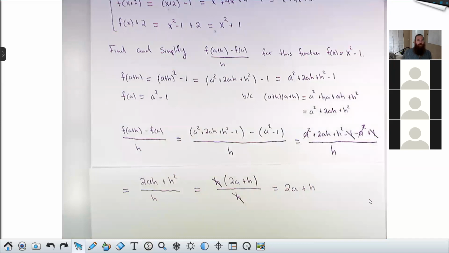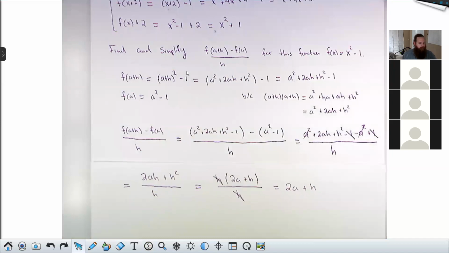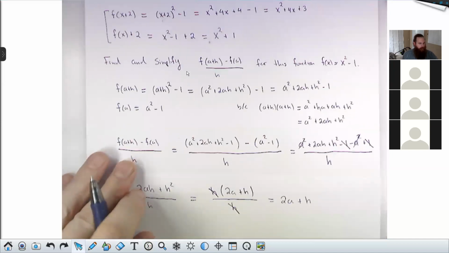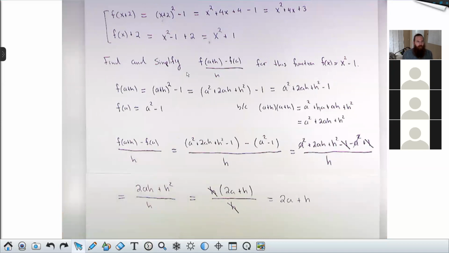Lily asked a question in chat earlier that I didn't see. What's the function x squared? Could I ask you to clarify a little bit that question, Lily? Okay, cool. I see. Okay.